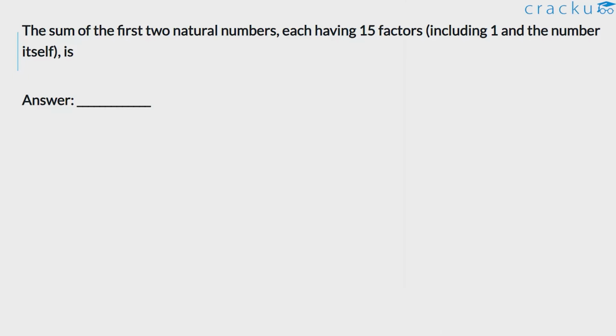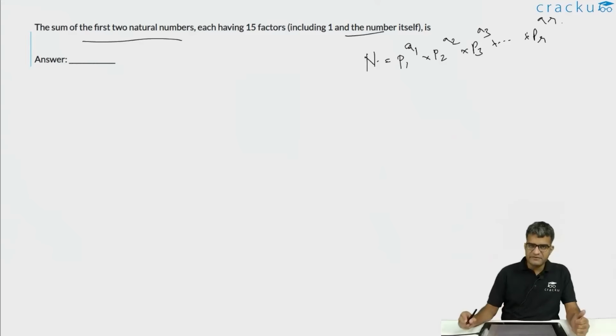In this question, we are required to calculate the sum of the first two natural numbers, each of which has 15 factors, including 1 and the number itself. Before we actually answer this question, let us try to understand what is the number of factors of a particular number. If you have a number n, and if you are doing the prime factorization of n, that is, if you are writing n as p1 to the power a1 into p2 to the power a2 into p3 to the power a3 and so on into pr to the power ar, where p1, p2, p3 dot dot dot till pr are prime numbers, then the number of factors of n is (a1 plus 1) into (a2 plus 1) into dot dot dot into (ar plus 1). This is the number of factors.